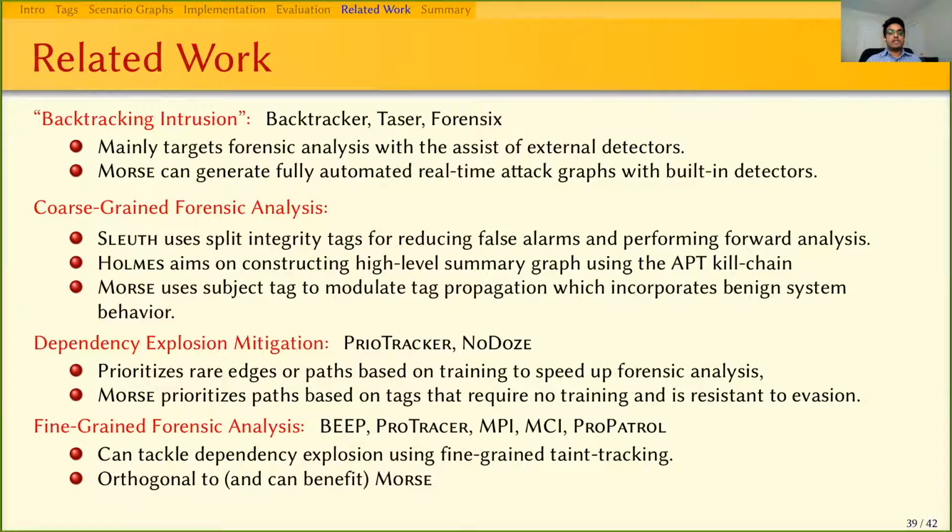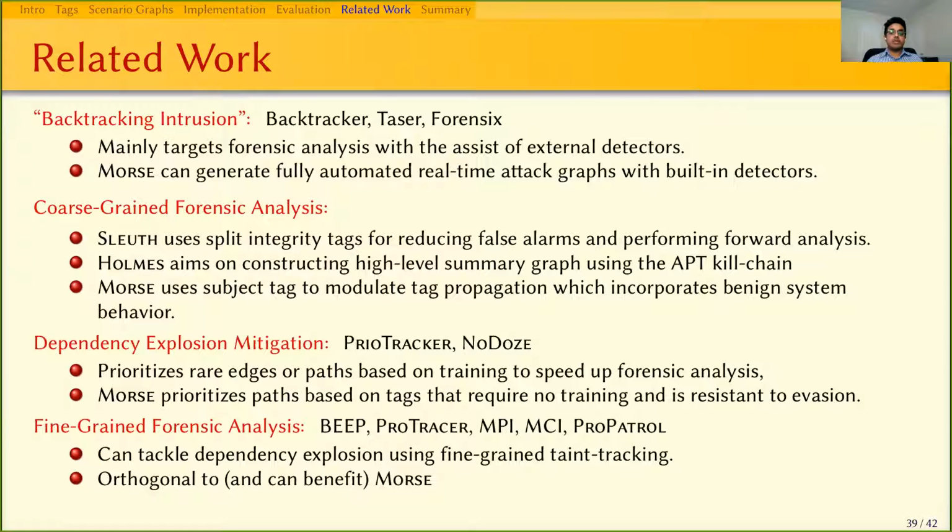These are some of the related works. The very first provenance-based techniques, such as BackTracker, were mainly targeted for forensic analysis using external detectors, whereas MORSE is fully automated and has the detectors built in. Sleuth uses split integrity tags for reducing false alarms and performing forward analysis. MORSE uses subject tags to modulate tag propagation to do that.